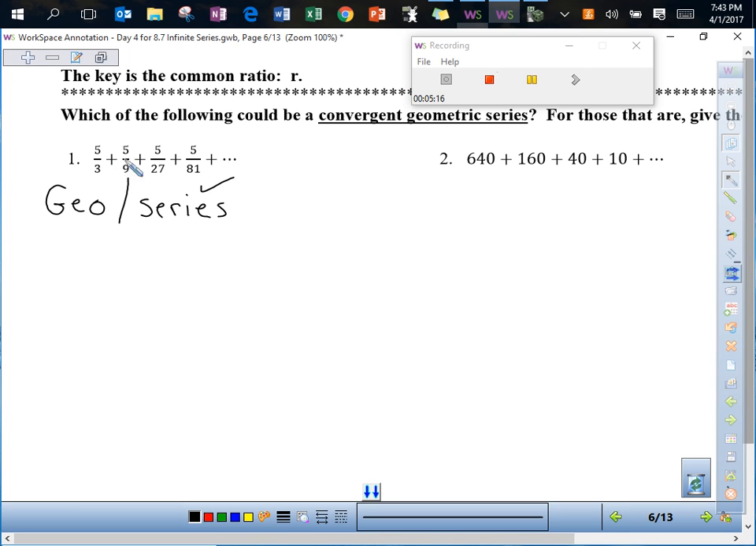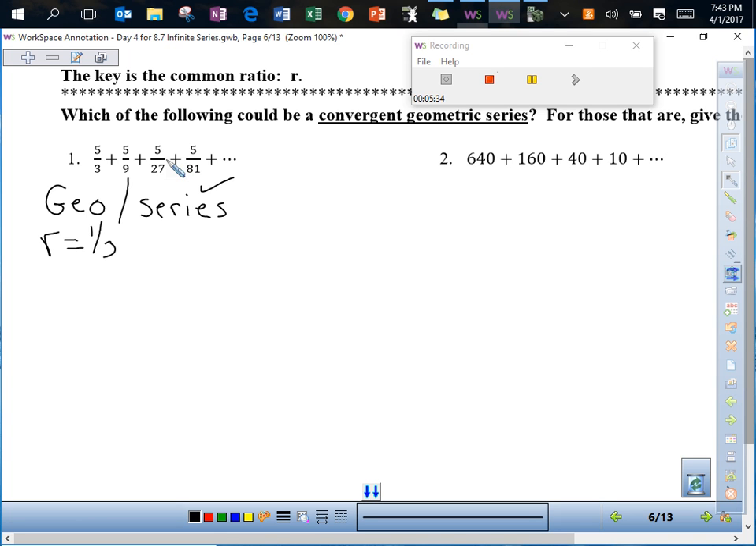To go from 5/3 to 5/9, it looks like I need to multiply by 1/3. So I'm going to ask myself, does 5/3 times 1/3 get me to 5/9? The answer, of course, is yes. If I multiply by 1/3 again, do I get to 5/27? Yep, and the answer is right.